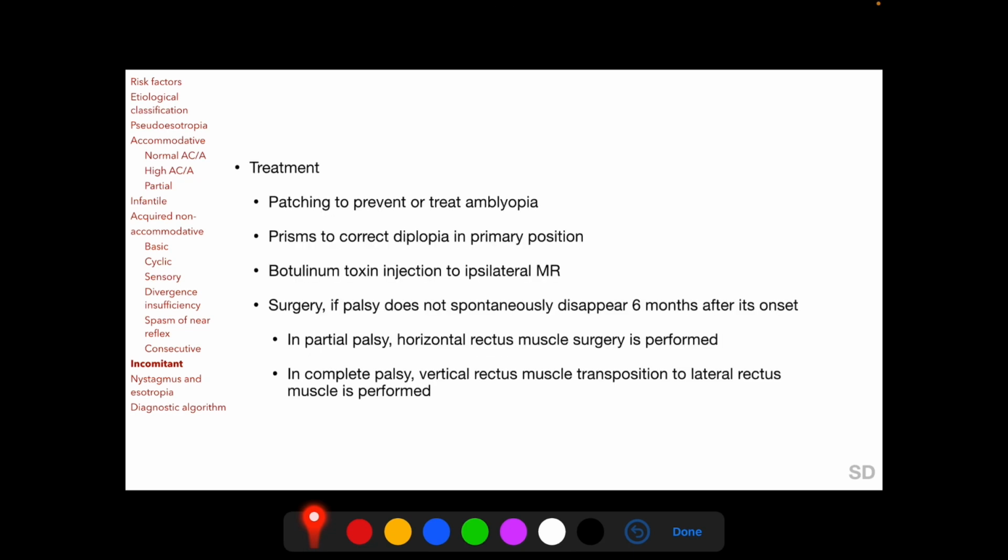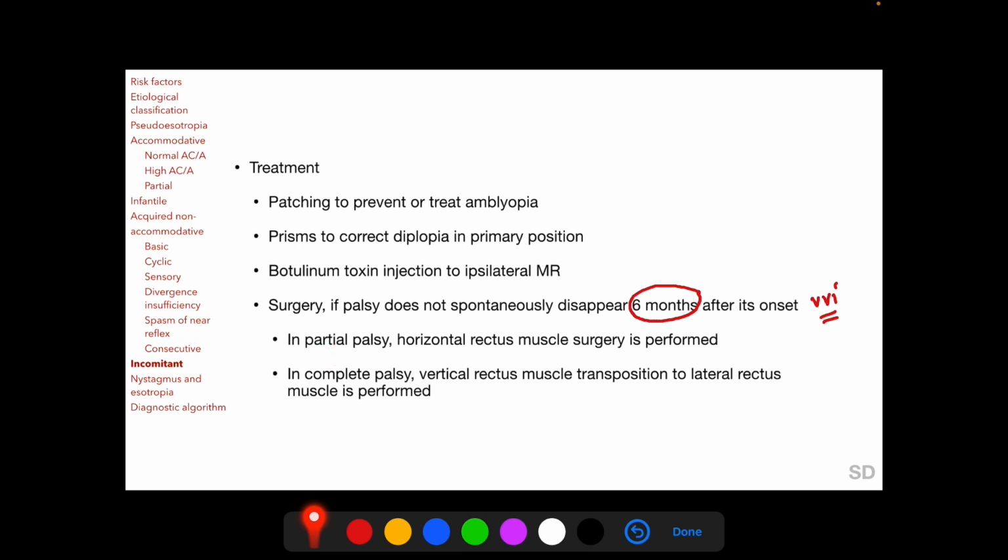Treatment of incomitant esotropia includes patching to prevent or treat amblyopia, prisms to correct diplopia in primary position, and botulinum toxin injection to the ipsilateral medial rectus muscle. Surgery for incomitant esotropia should be done only if the palsy does not spontaneously disappear 6 months after its onset, and this is a very important figure to remember: after onset of an incomitant strabismus, we must give at least 6 months for the incomitant strabismus to disappear spontaneously before we plan a definitive surgical correction of the incomitant strabismus.